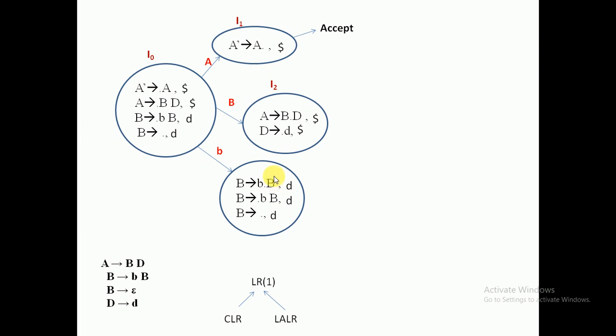So after this B, no symbol is available. What is the actual symbol available for this production? D only. So D you have to write. So this becomes the lookahead of their closures also. In case there is no symbol after any non-terminal, then the production lookahead becomes the lookahead of their closures.